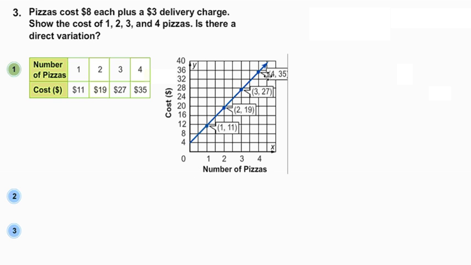All right, so take a look at this. This is our graph according to our table. Now what you'll notice is it's already not proportional because it doesn't go through the origin. Okay, so we're going to find out why.